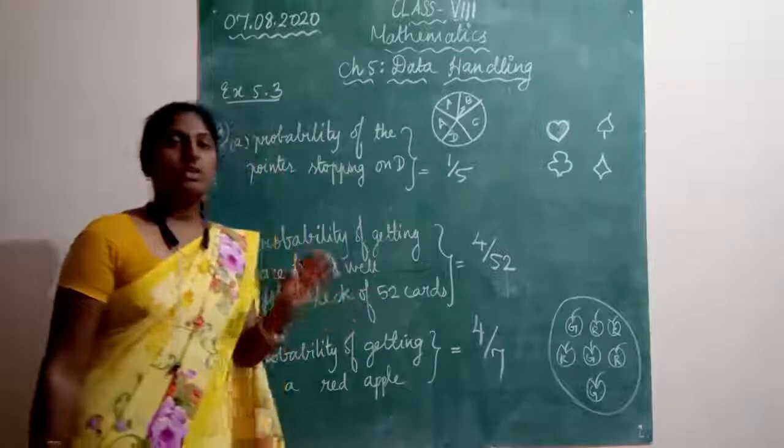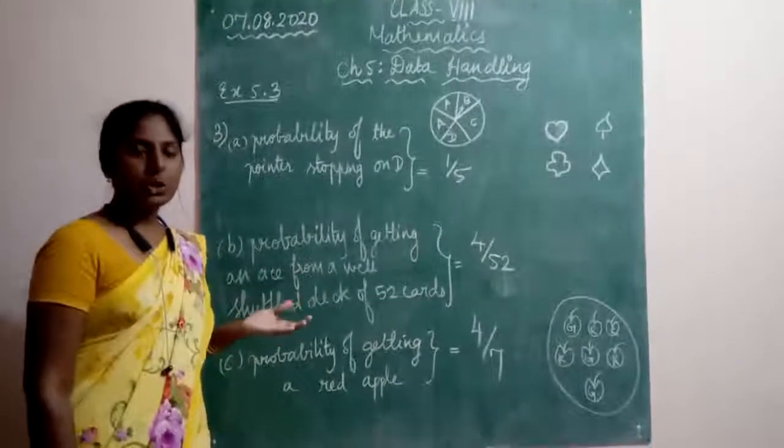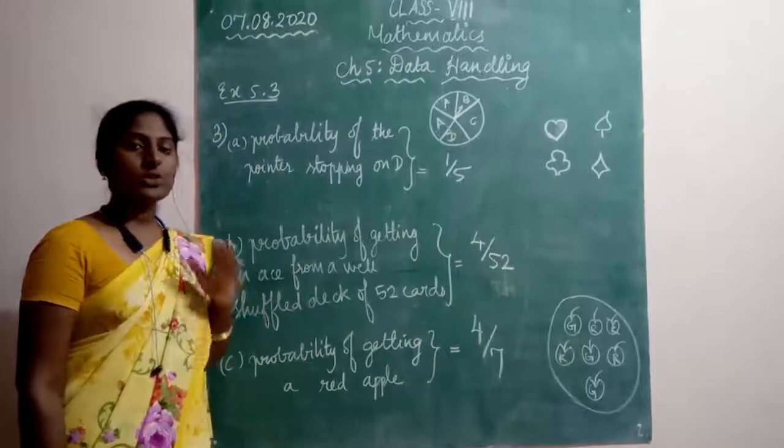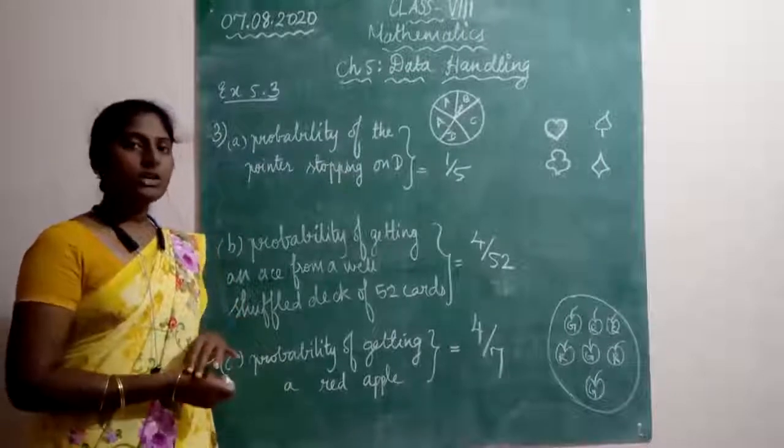Is it clear? This is how you find the outcomes and then find the probability. I hope you all have understood everything that was taught today. Keep learning. See the video once or twice.